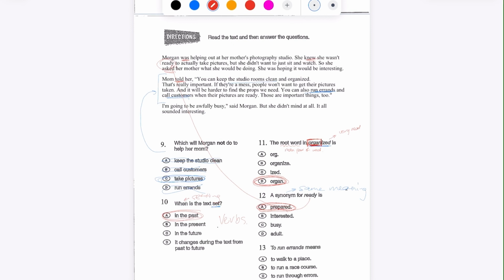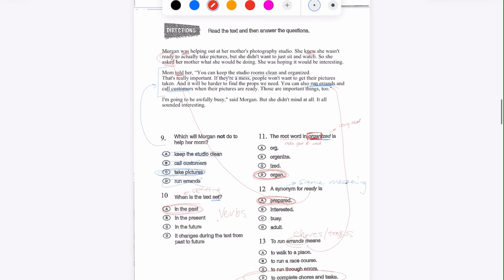And finally, number 13, to run errands. Over here, to run errands in paragraph 2. That means to do some chores. All right, and that's choice D. So errands are chores or tasks that you have to do. So, for example, you have cleaning dishes, vacuuming, wiping down the dust. All of these would be errands that you would have to do, in addition to going to a grocery store, etc.